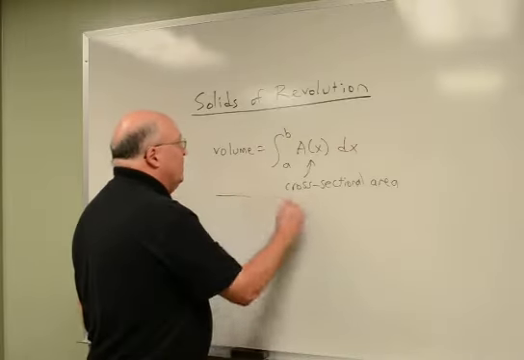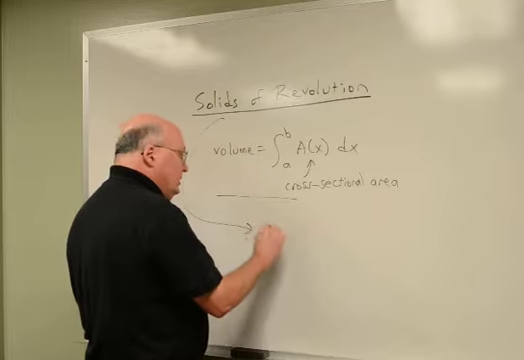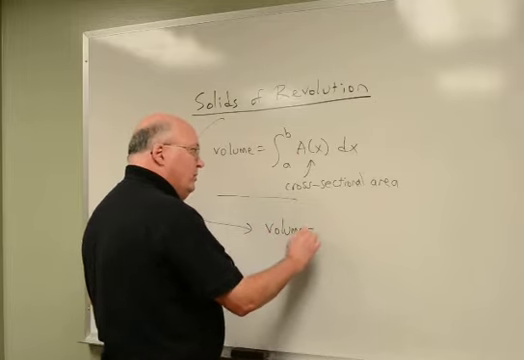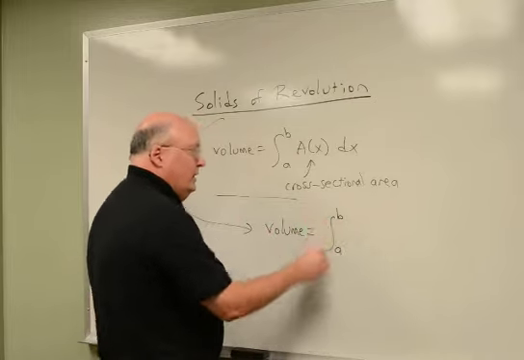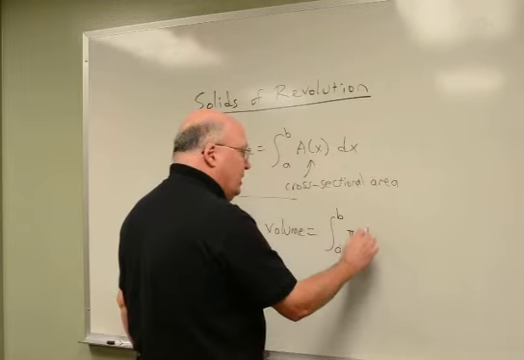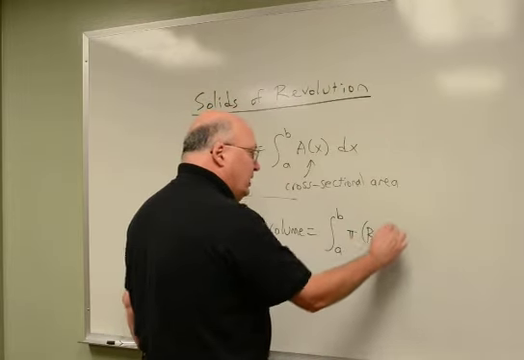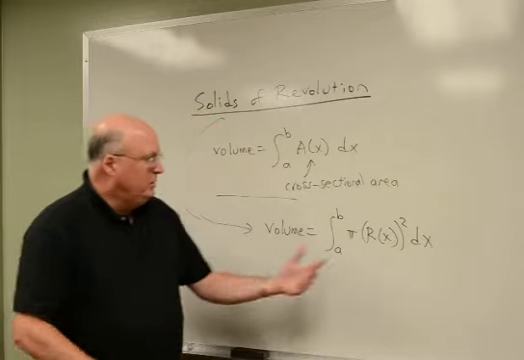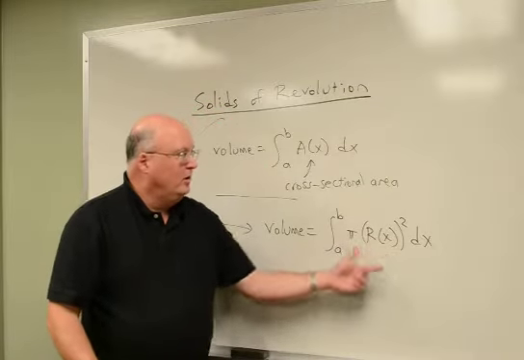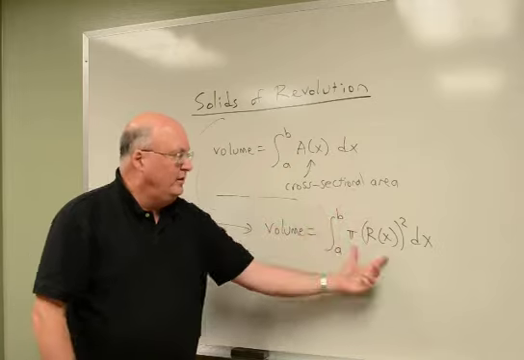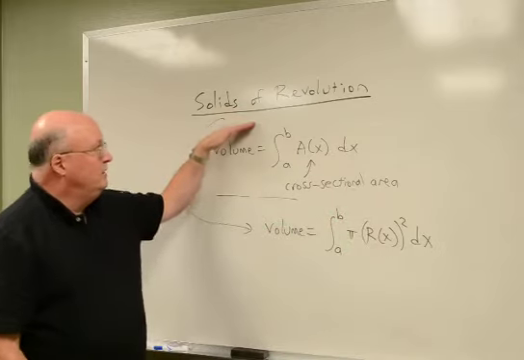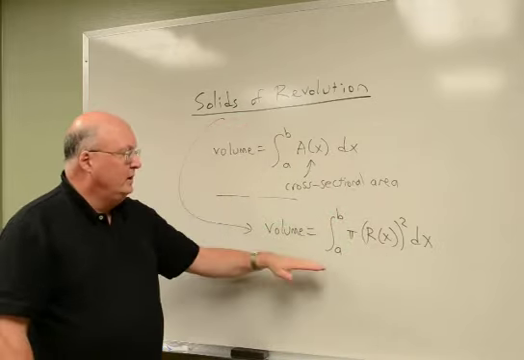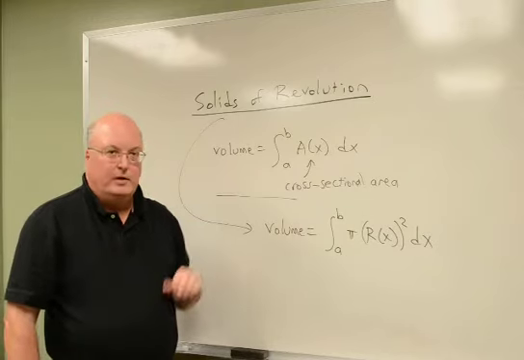So that means for a solid of revolution, volume would be the integral from left to right, a to b, of pi times your radius squared dx. Because pi r squared is the area of the circle, that's your cross-sectional area then, and so this gives us then a formula for finding the volume of a solid of revolution.